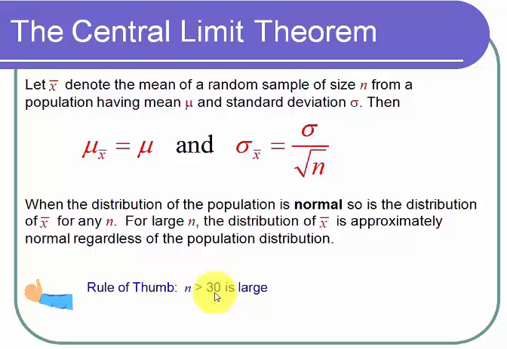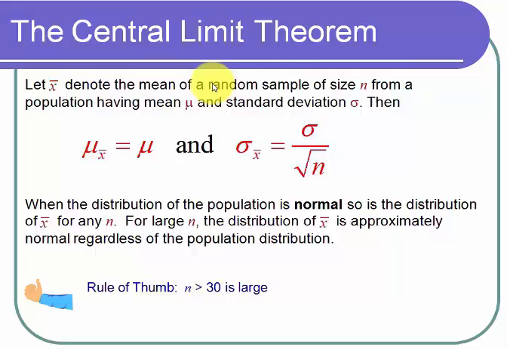Some people consider 25. I like 30. It's a little safer. If you really want to be safe, then use large sample sizes, bigger than 100. But for our class, we're going to just let 30 be good enough for our approximation. This is the most important theorem of the entire class. It allows us to do a lot of things.